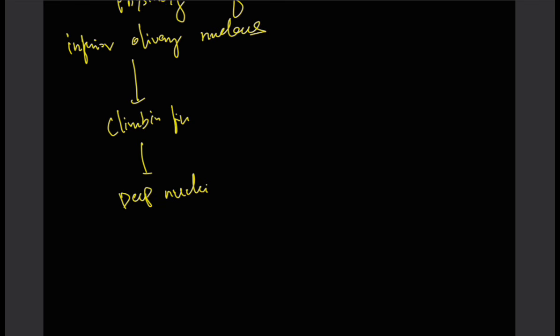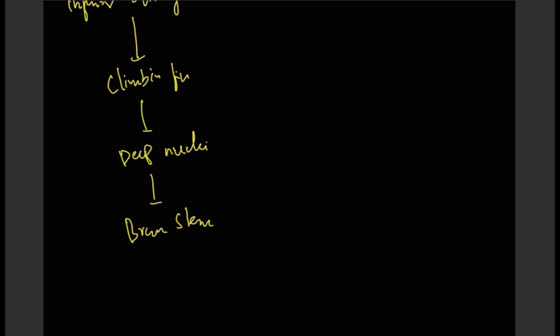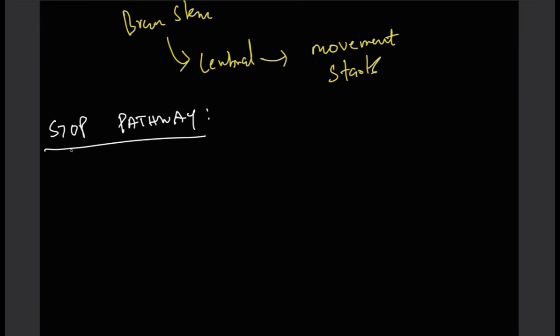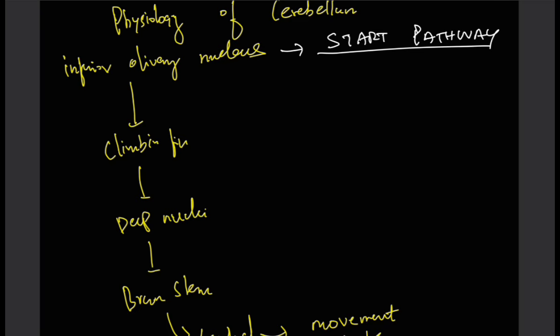Then from the deep nuclei, it goes into the brainstem and thalamus. Then it goes to the cerebral cortex. Then the movement will start. So this is the flow chart of the start pathway. In the coming slide we will see the stop pathway of the cerebellum.